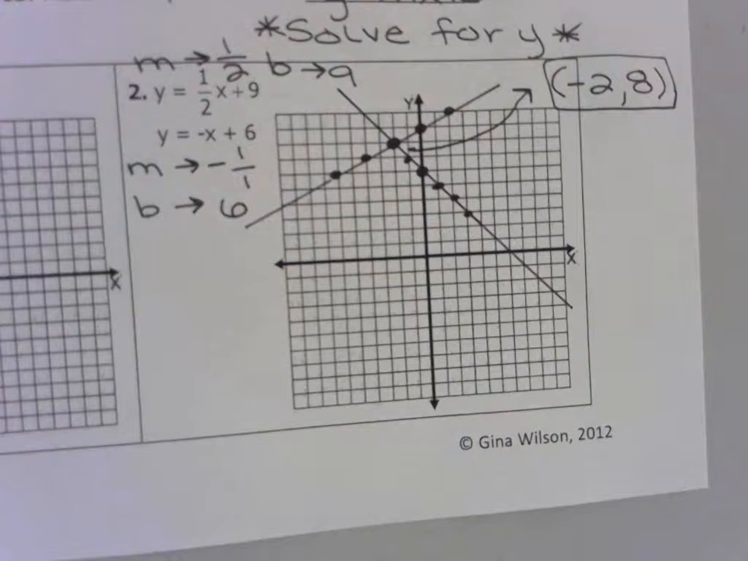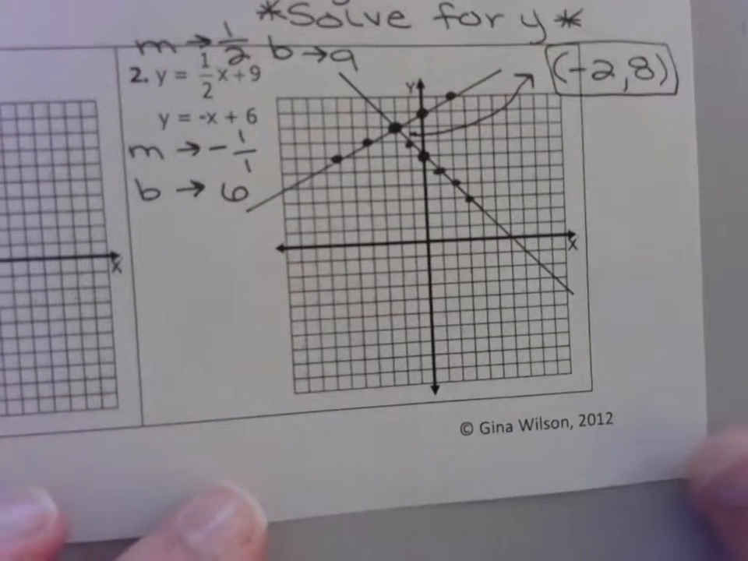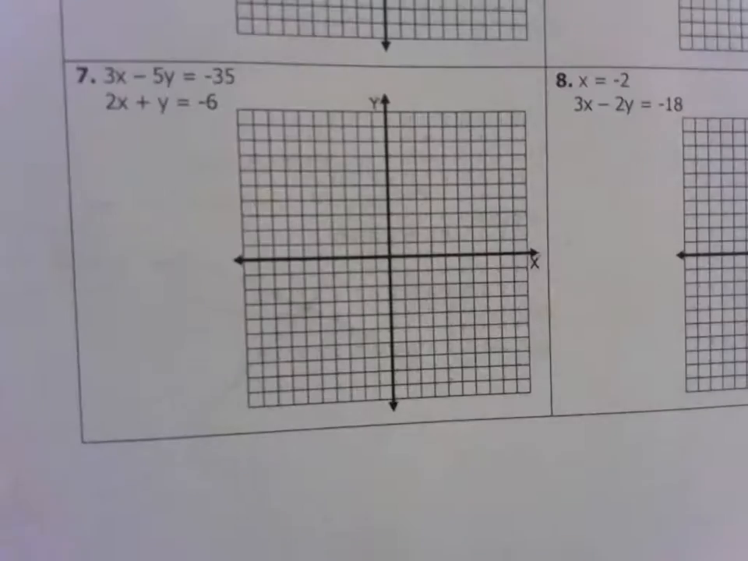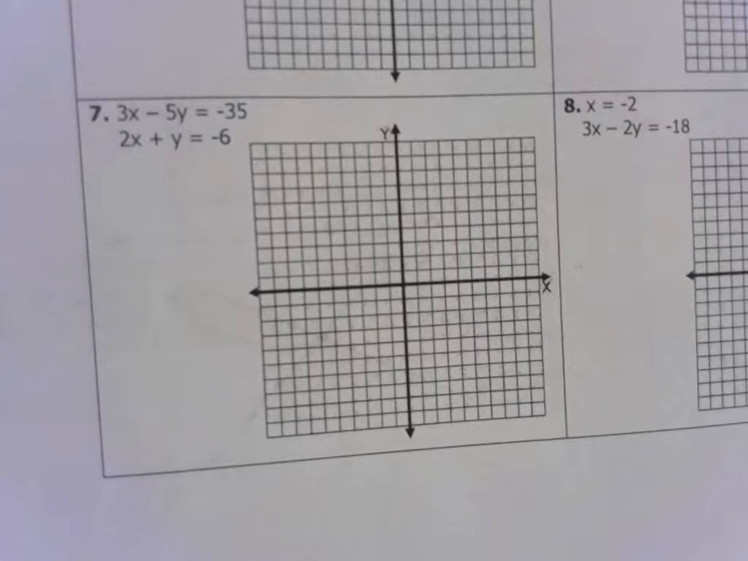Okay, we're going to look at a couple more. I'm only going to do one section of notes today. So we're going to look at a couple more, and then we're going to start the homework. Okay, let's look at number 7. Number 7 is an issue because what form are my equations in? They're in standard form. Good.